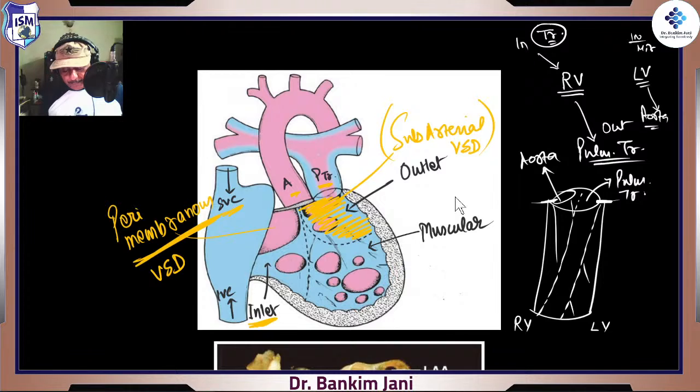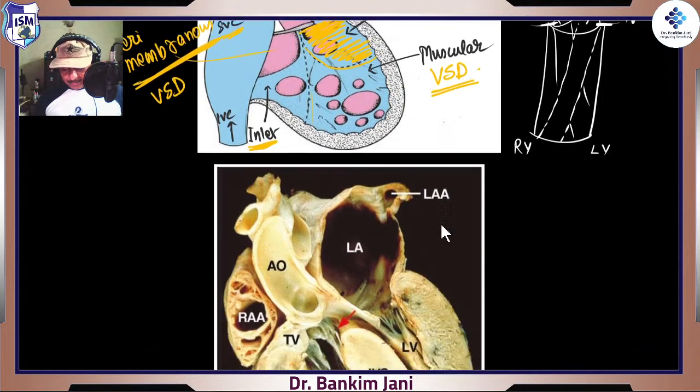And then for the rest of the area where there are all trabeculae, if there is any defect, it is called the muscular VSD. So quite logical, right? Inlet, outlet, and the muscular part. Okay, see how it looks.